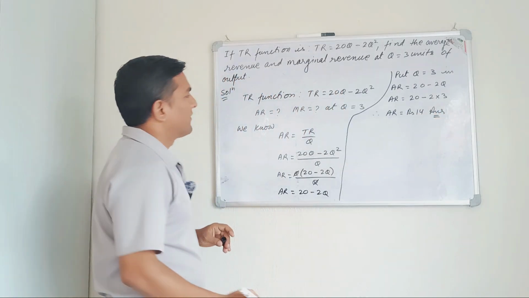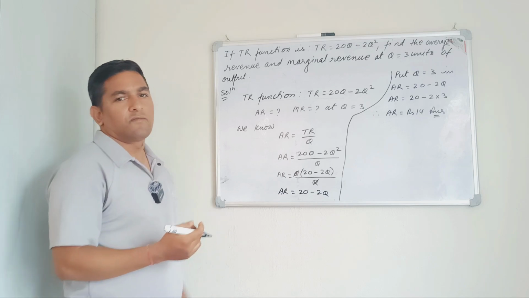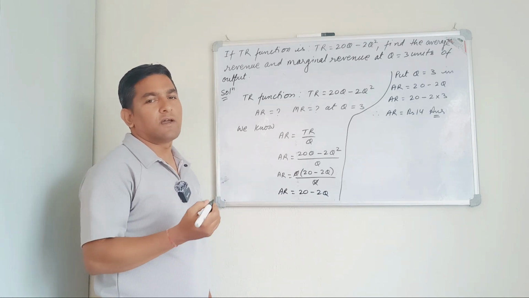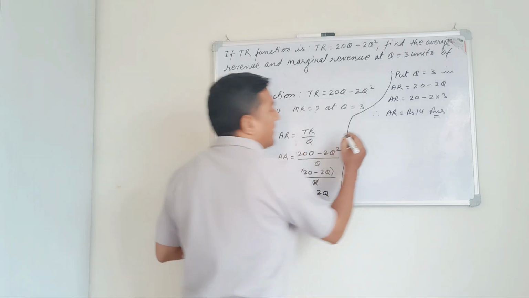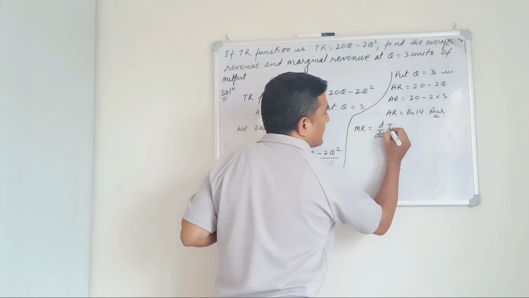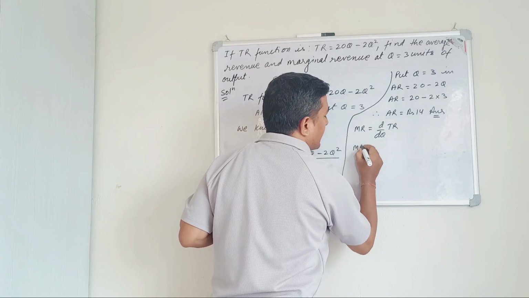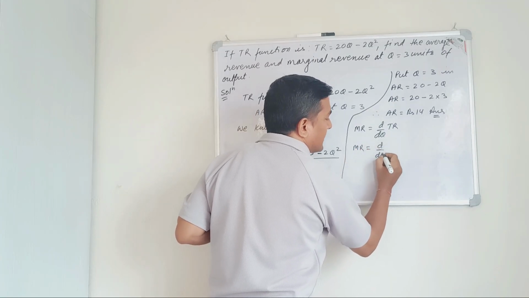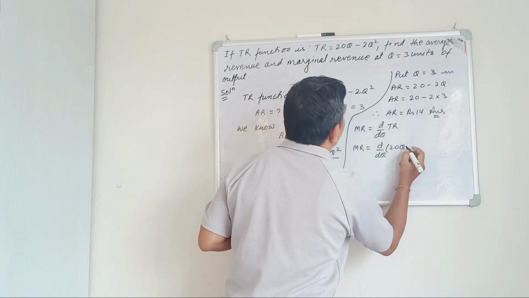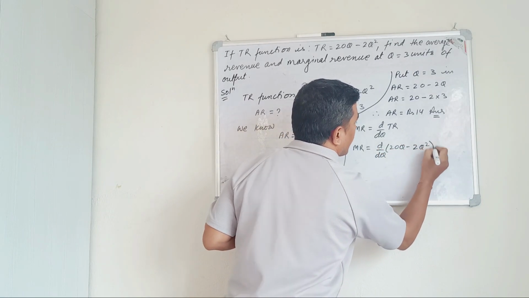Similarly, we have to find out the marginal revenue, and we all know that marginal revenue MR is equals to the derivative of TR with respect to Q. That means MR is equals to d by dq of TR. In place of TR, write down 20Q minus 2Q square.